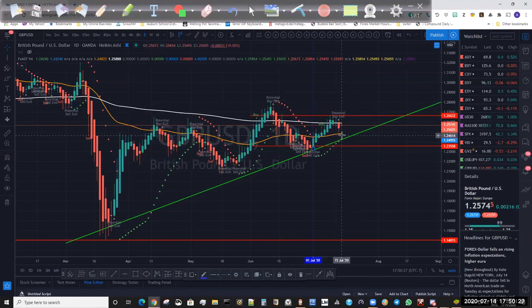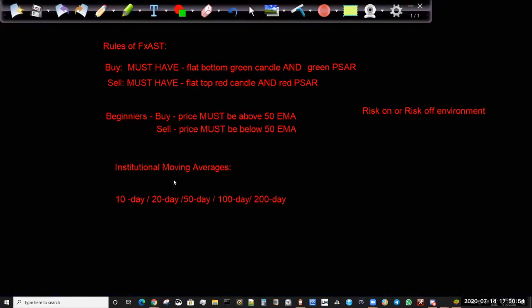Again, we're waiting. These SARs tell us the direction of the trend. The closer they are to price, your trend is weakening. The further they are away from price, you have a strong trend. Okay? When price hits them, you'll see that flip. And that goes to how we exit out of the market, our rules for exiting.